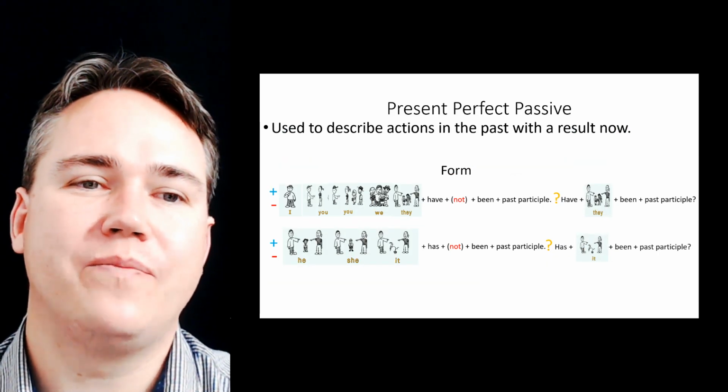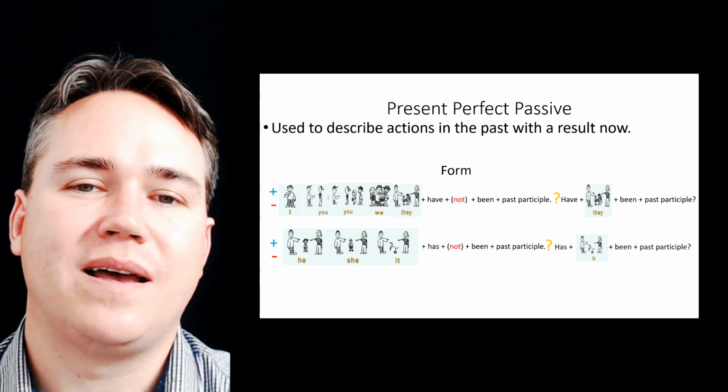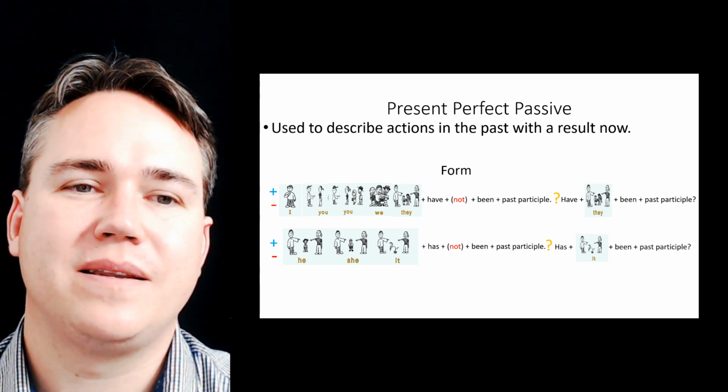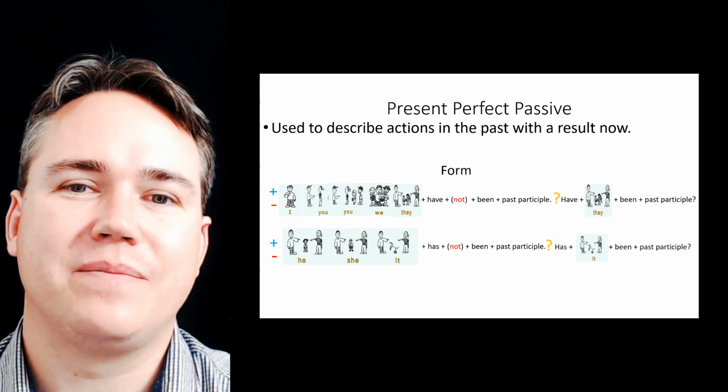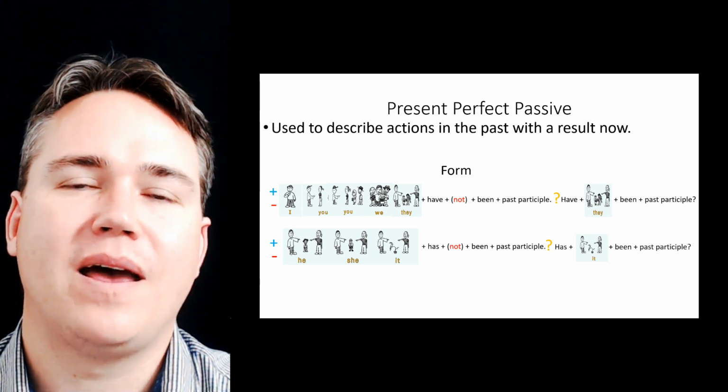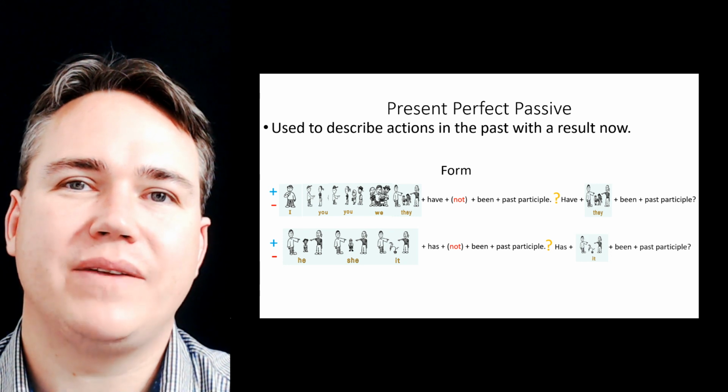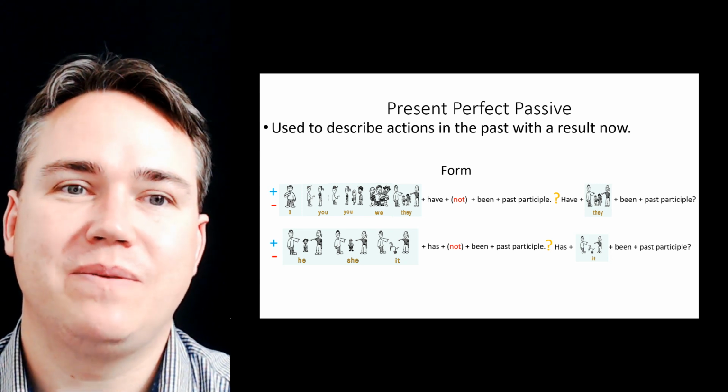So the form is I have been, you have been, we have been, and they have been, plus past participle. I haven't been, you haven't been, we haven't been, and they haven't been, plus past participle. Have I been? Have you been? Have we been? Have they been? And past participle.